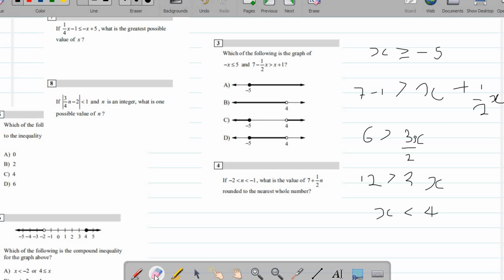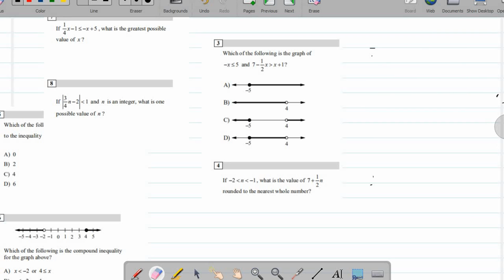Let's move on to question number 4. If minus 2 is less than n, is less than minus 1, what is the value of 7 plus 1 over 2n rounded to the nearest whole number? If you do that, minus 2 is less than n. If you look at the arrangement between minus 2 and minus 1, we're having things such as minus 1.9, minus 1.1.